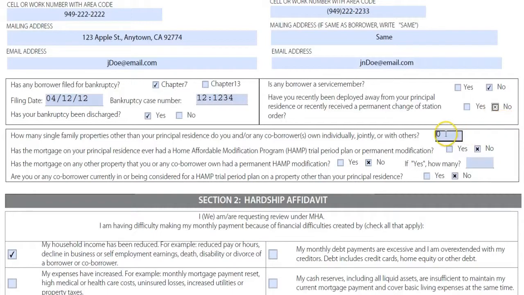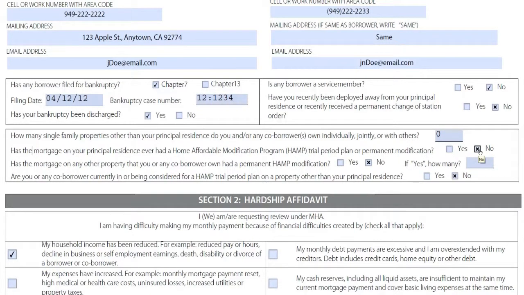How many single family properties other than your principal residence do you own? This would be rental properties, a secondary home, a vacation home, so any home that your name appears on title. Has the mortgage on your principal residence ever had a home affordable modification, trial period plan, or permanent modification? So if you started a trial payment with maybe even a previous servicer or the same servicer and now you're going back for a second request, please make sure to check mark yes on that box.